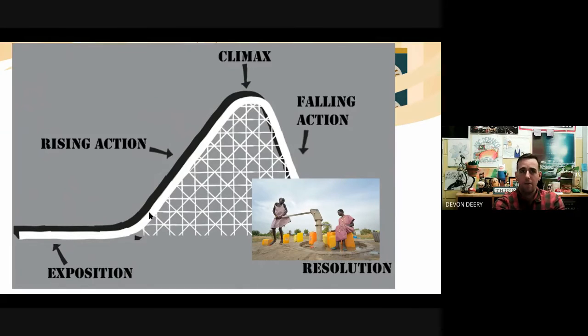Sorry, I got distracted. Nya walks up to that man and says, "Hey, thank you for bringing water to my village. My name is Nya. I wanted to thank you." "Oh, nice to meet you. My name is Salva." It's amazing. And that's the end. That's the resolution. Okay?